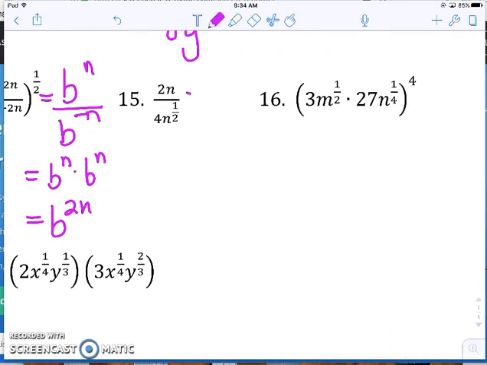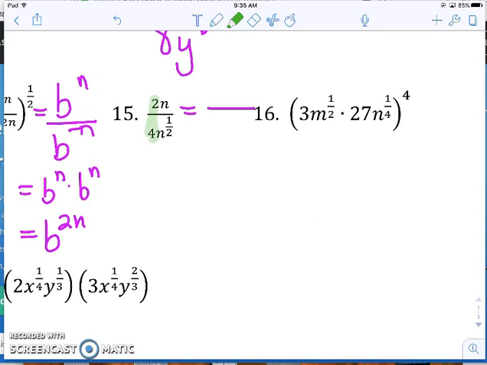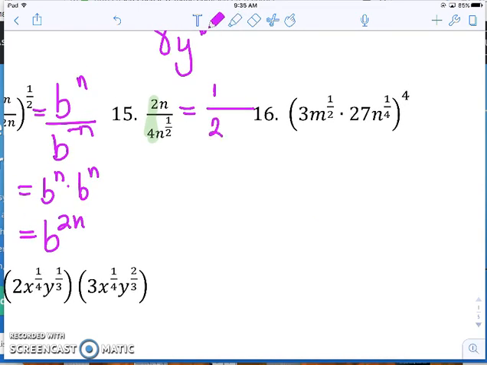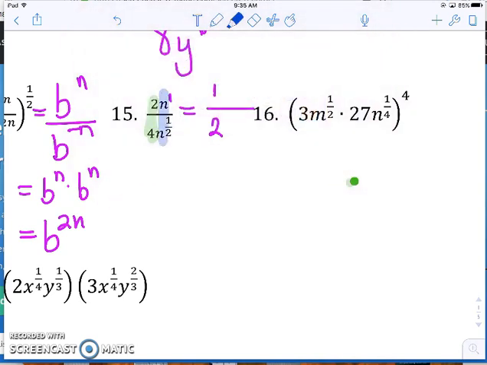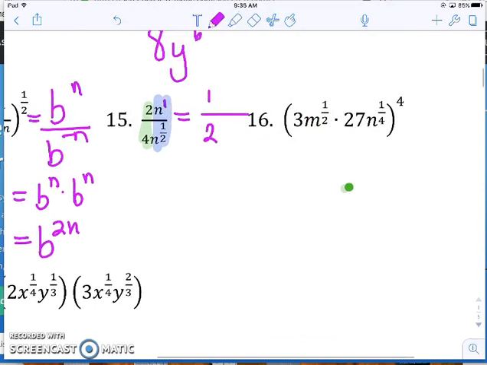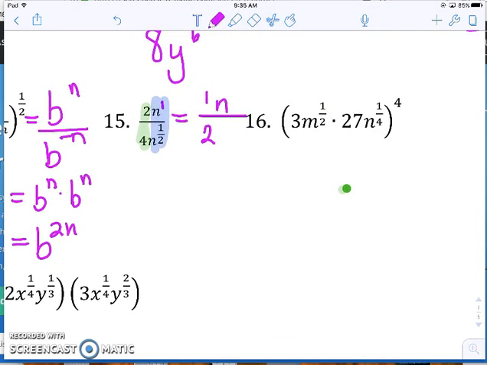Let's see. 2n divided by 4n to the 1/2. Well, can't distribute, so we have to simplify here. So 2 over 4 reduces down to 1/2. This is like n to the first, and we know that we subtract. So 1 minus half is half, so it would just be n to the half.